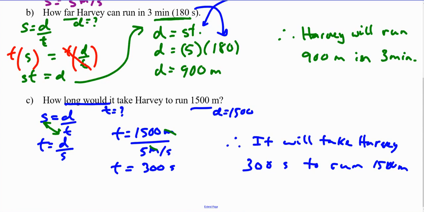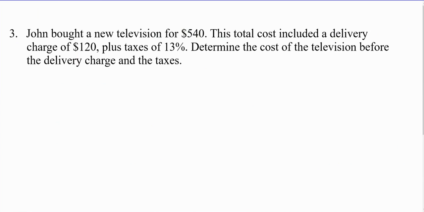Let's move on. One more question here. All right, John bought a new television for $540. This was the total cost, including a delivery charge of $120 plus the taxes of 13%.